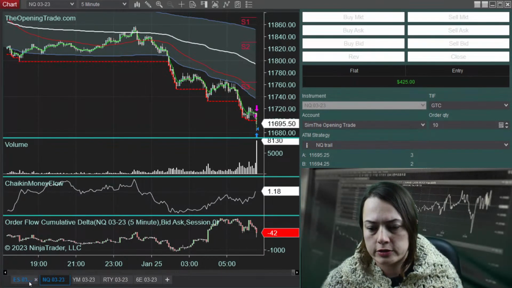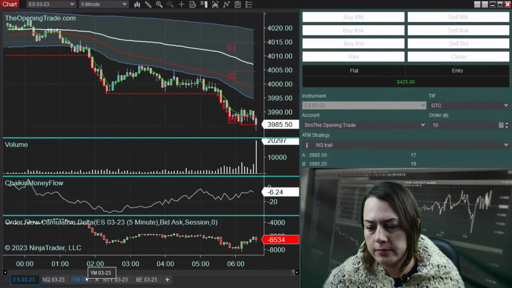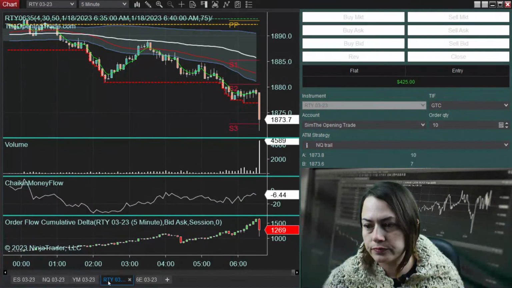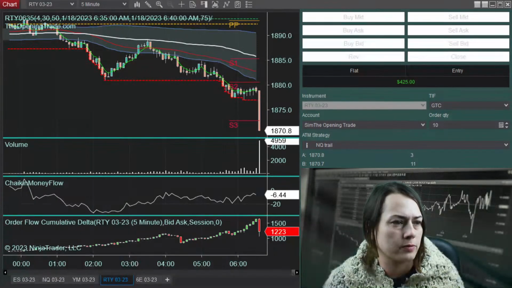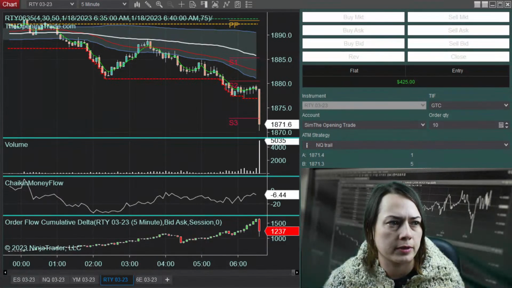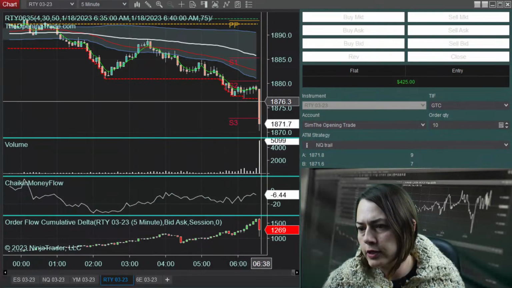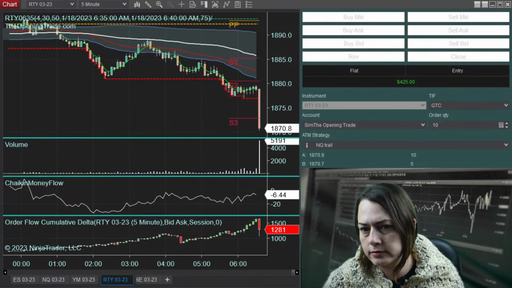Alright, what are the other charts doing? Let's make sure we're set up correctly. Alright, whoa, watching that. This is the Russell 2000 futures. You see it's down below support 3, below the pivot point. This red line was the overnight low. It has gone way past that.